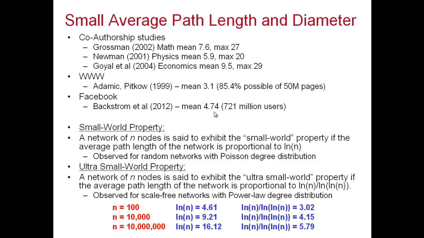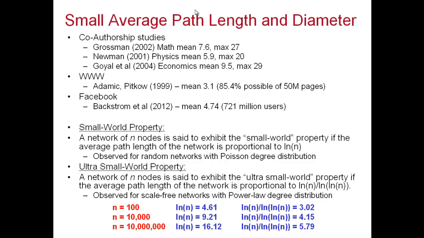You can reach one user from another through 4 or 5 intermediate users. Similarly, the World Wide Web has 50 million pages, and the average path length between 2 pages is 3.1. Now there's a link between 2 web pages if one page has a link citing another page. These people also observed that the diameter could be reasonably larger than the average path length.